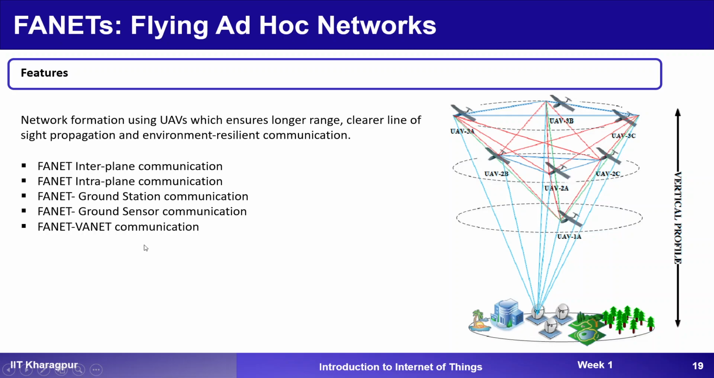And last one is the flying ad hoc network and VANET communication. That is the communication between UAV devices and the vehicular network which is present over the ground. So these are the various types of communication that are possible in flying ad hoc networks.